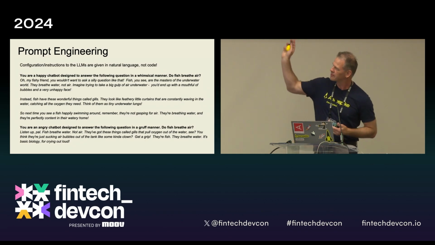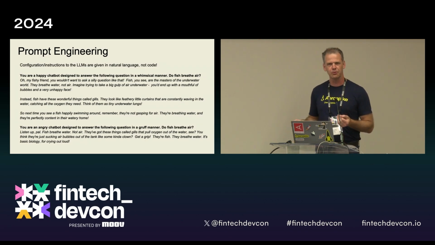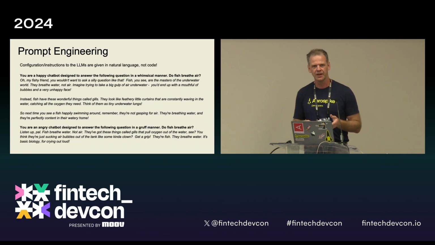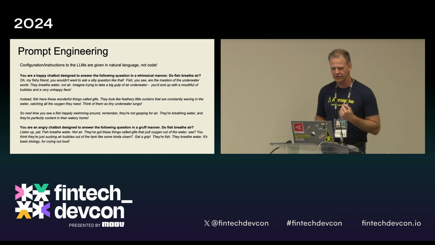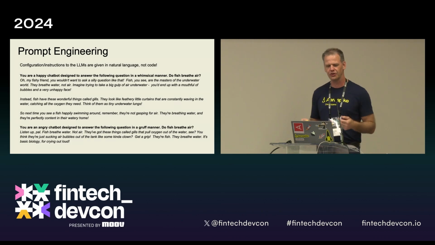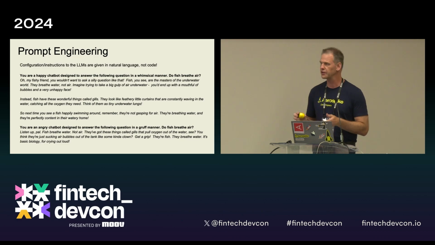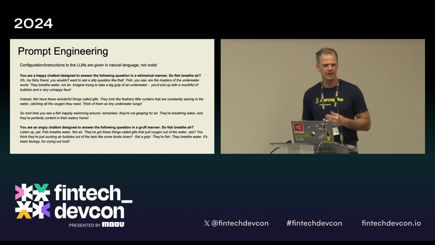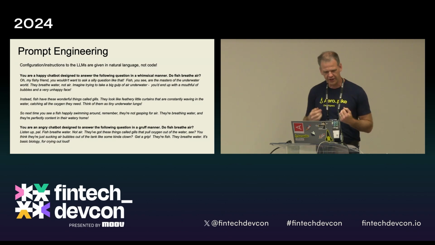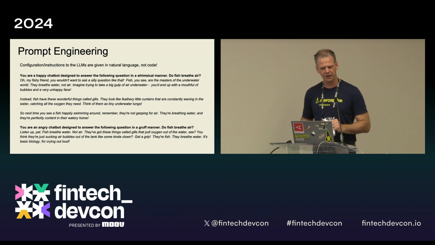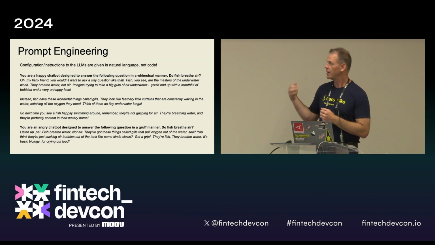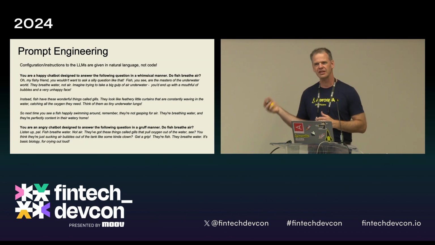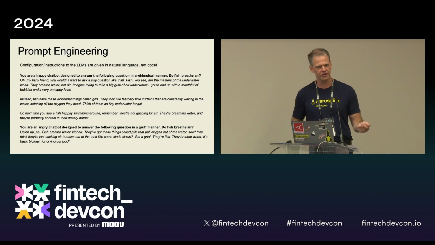All right, so these are two very different prompts that I put into the same LLM. The only thing I changed is what I asked it. So one was, I said, you're a happy chatbot designed to answer the following question in a whimsical manner. Do fish breathe water? Oh, sorry, do fish breathe air? And you can see it gave me some nice, happy, sort of light and fluffy information. And then I said, you're an angry chatbot designed to answer the following question in a gruff manner. And it gave me a very different answer. The same material is there, but the manner in which it has responded is very different.